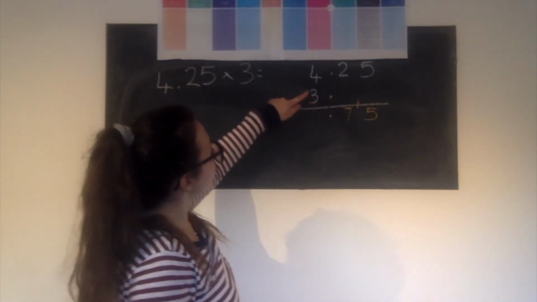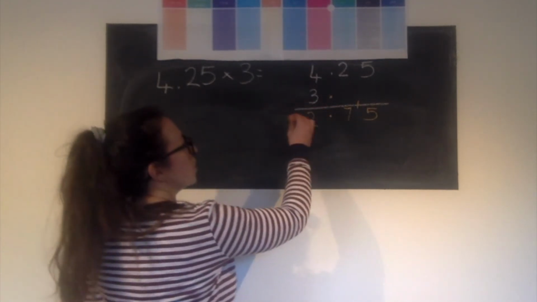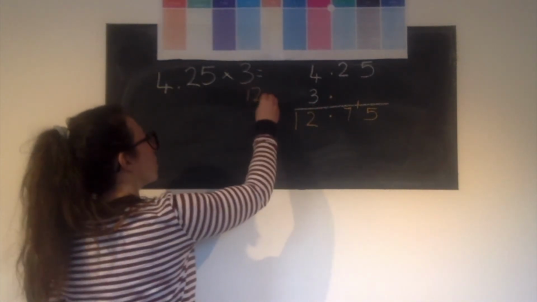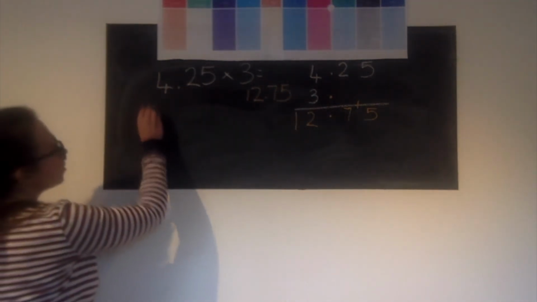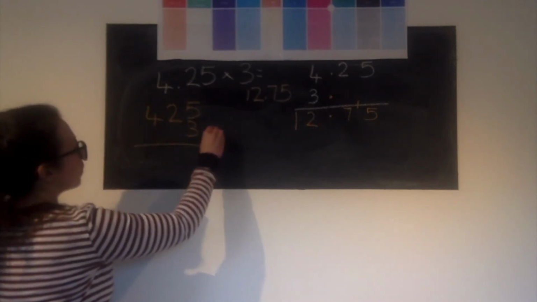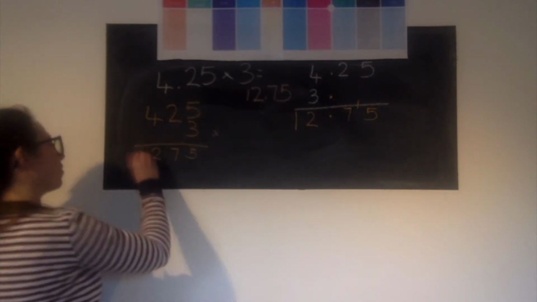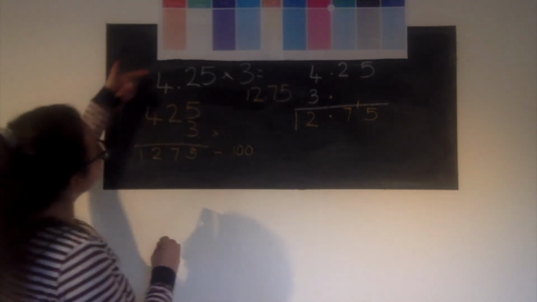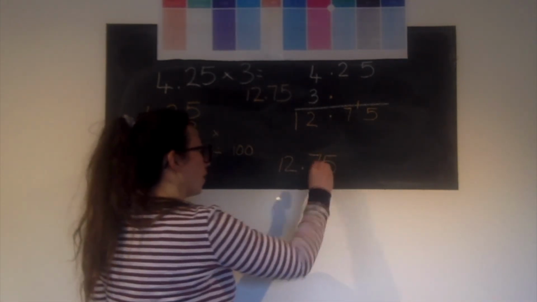Now we move on to our whole numbers. 3 times 4 gives us 12. 2 in my ones column, exchange the 10 ones for 1 ten. 12.75 this time. You might have done it the other way around, so you might have turned 4.25 into 425 times 3, which gives us the same answer. But this time we have to divide our answer by 100, remember, because we've made it 100 times bigger, and it gives us the same answer, 12.75.